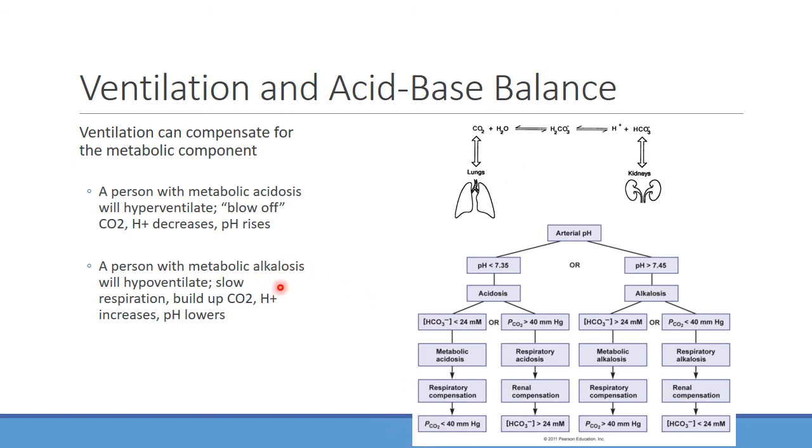Okay? A person with metabolic alkalosis will tend to hypoventilate. They're going to have a slower respiration, which will build up CO2 and hydrogen ions, and thus the pH will lower. So if you're looking at this side, the alkalosis, notice the bicarbonate level is going to be high. Metabolic alkalosis is determined at that point, and then the body will compensate through the respiratory tract by trying to increase PCO2 levels, which should get you a little bit more acidotic and get you on the side where you are going to be in the normal pH range.